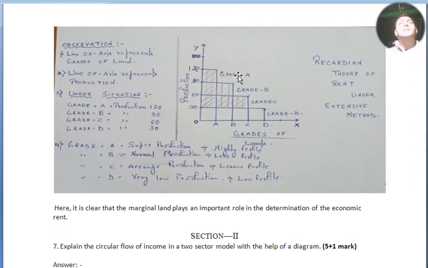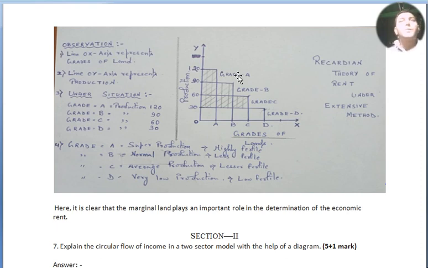I have made one diagram. The Y-axis represents production, the X-axis represents grades of land. This is the Ricardian theory of rent under the extensive method. Observation: line OX represents grades of land, line OY represents production. Under this situation, grade A production is 120, grade B 90, grade C 60, grade D 30.